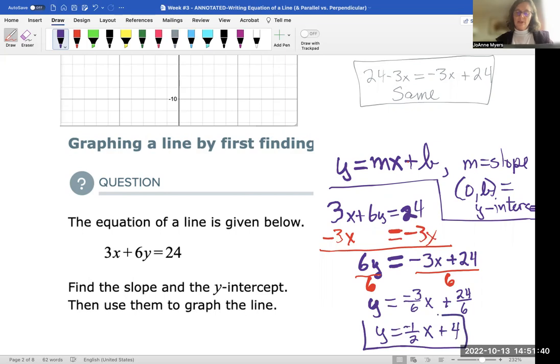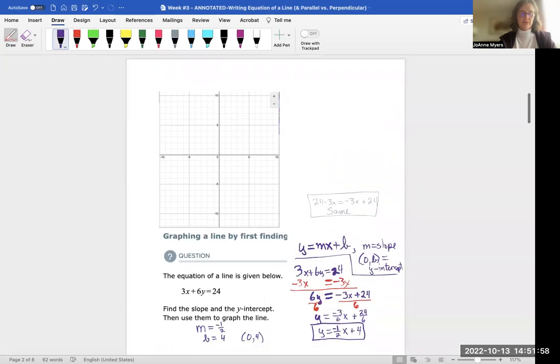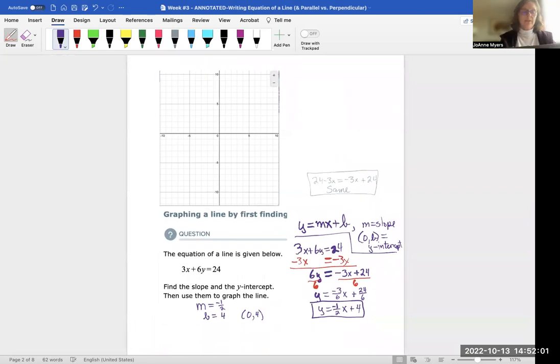Here is my equation written in slope-intercept form. This tells me that my slope is negative 1/2. My y-intercept is at 4, or in other words, the point 0, 4 on the number line. So if I'm going to graph this using the slope and y-intercept, 0, 4 would be right there. A slope of negative 1/2 means for every one I go down, I go to the positive right direction 2.